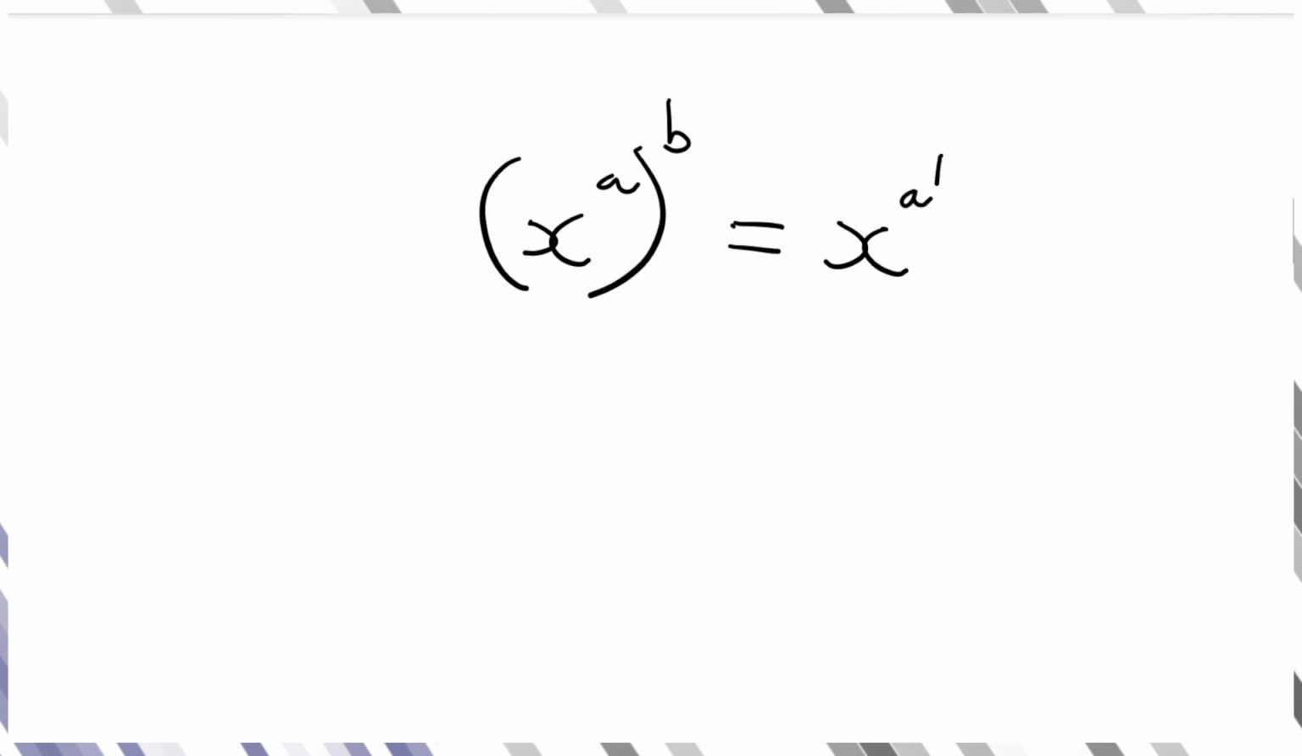Hi folks, in this video we're going to look at the third law of indices, which is if we have x to the power of a number and that is raised to the power of another number, so x to the power of a to the power of b, that is the same as x to the power of those two numbers times together, a times b. So that means if we've got 5 squared cubed, that would equal 5 to the power of 2 times 3, which is 5 to the power of 6.